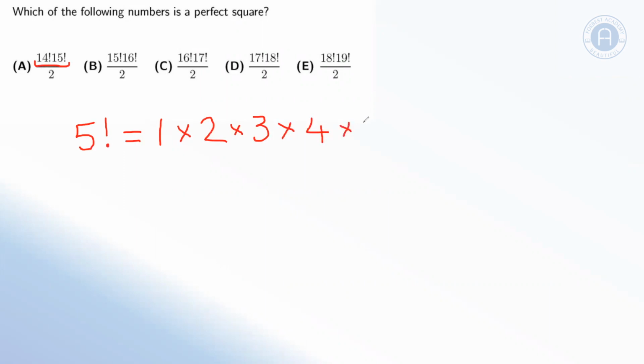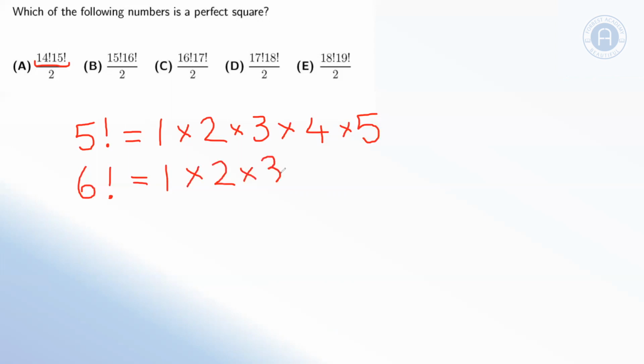Now we want to see if we can spot any patterns between these numbers and our idea of a perfect square. We'll notice that the numerators for all of our answers here are consecutive numbers. So 14 factorial, 15 factorial, 15 factorial, 16 factorial. So what we're going to do is look at 5 factorial and 6 factorial and see if we can spot a pattern or something we can use to help us solve this question.